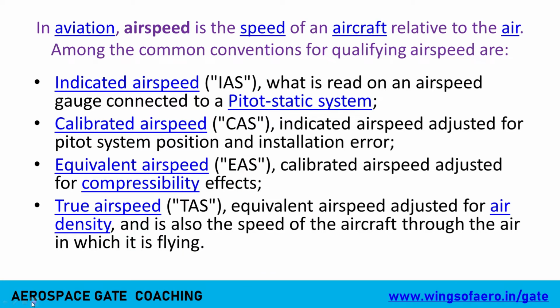So now we will go for that. What are the different speeds we have? Indicated airspeed, calibrated airspeed, equivalent airspeed, true airspeed. Each of these serves different purposes. Now we will see, and here we have to understand the importance of it.